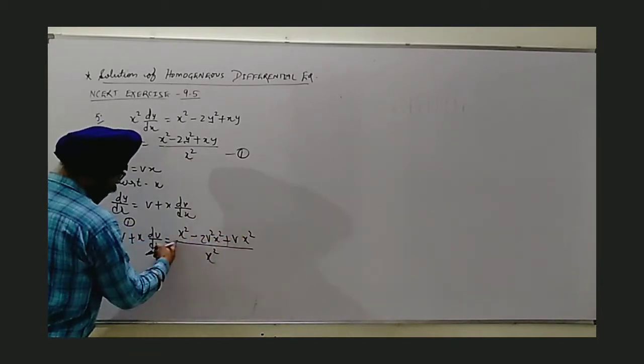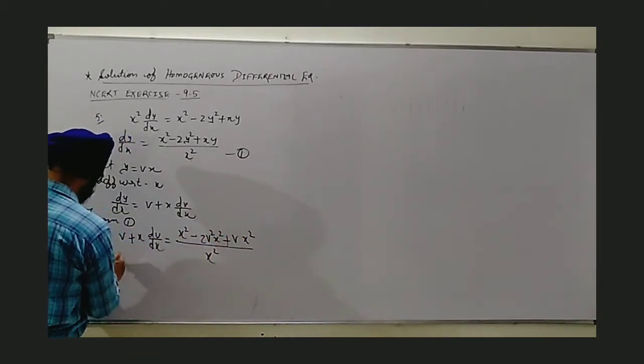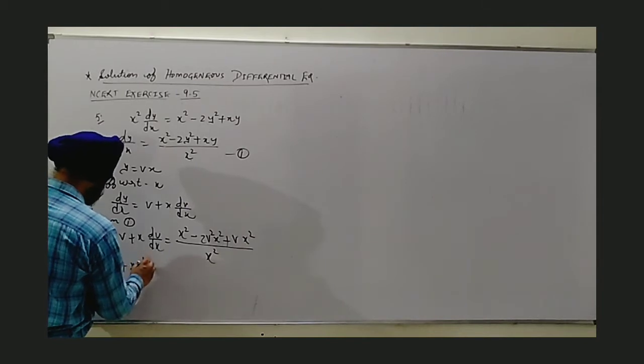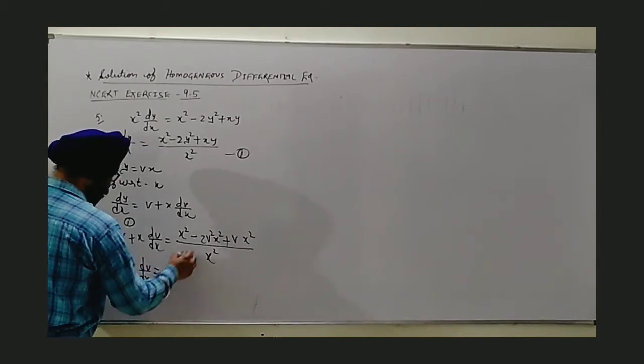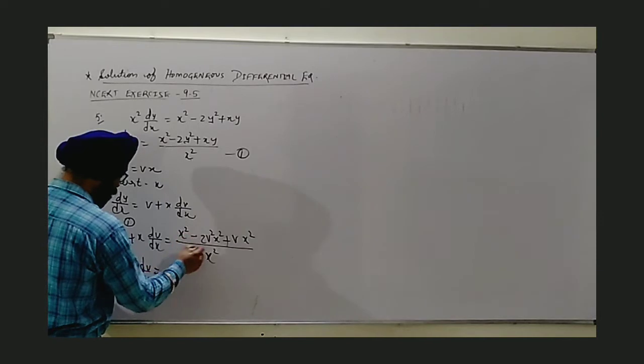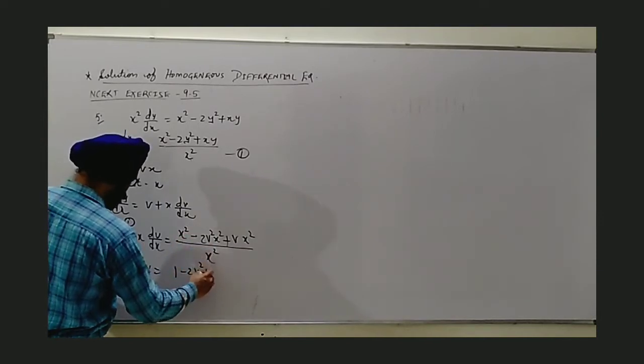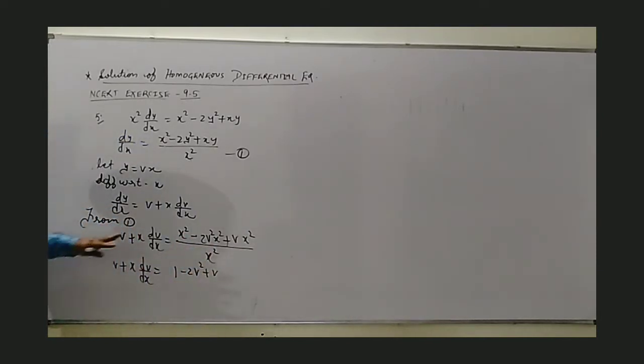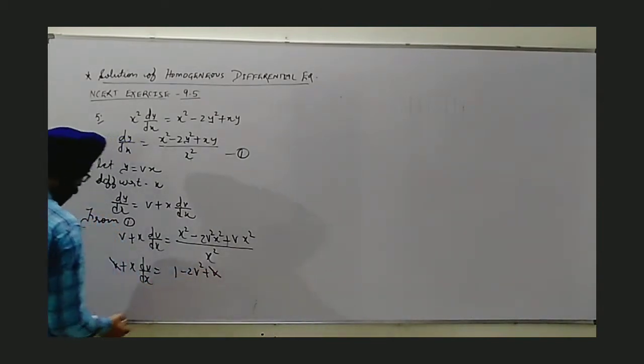You see x square common and here x square alone. So we have v plus x dv by dx. We get here after cancellation 1 minus 2v square plus v. This much. All terms of x square are cancelled. So these two terms are alike, can be cancelled out.